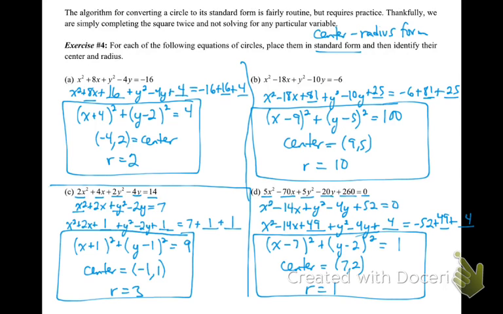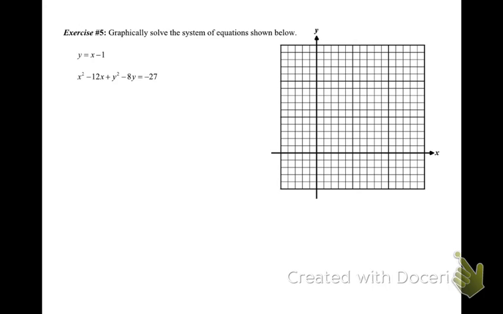All right, pause the video now and write down anything you need to before going on to our last example. Okay, and the last thing we're going to do in this lesson is look at an application of circles and lines. Sometimes you're going to be asked to find the solution to the system of equations graphically, meaning you have to graph both equations on the grid and find out where they intersect. And the coordinate points where they intersect are going to be your solutions.